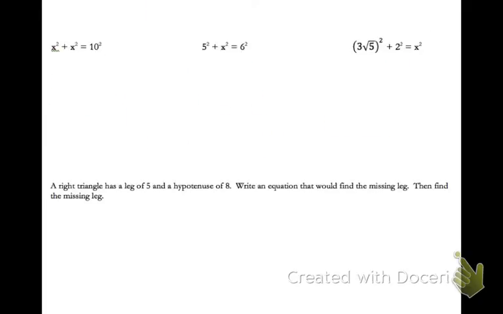On the next three problems, we'll just continue. Notice we have 1x squared plus another x squared. So that gives us 2x squared. That's the first thing that we want to simplify. So 2x squared equals 100. Divide both sides by 2. So x squared equals 50. Take the square root of both sides, and then let's simplify the square root of 50.